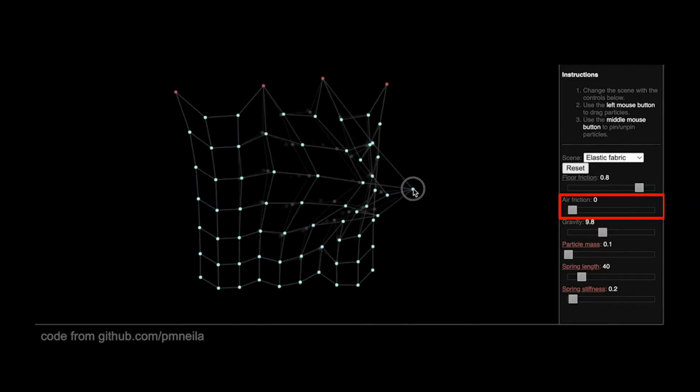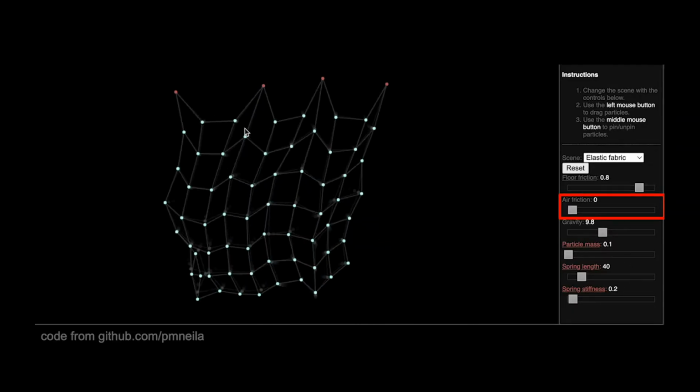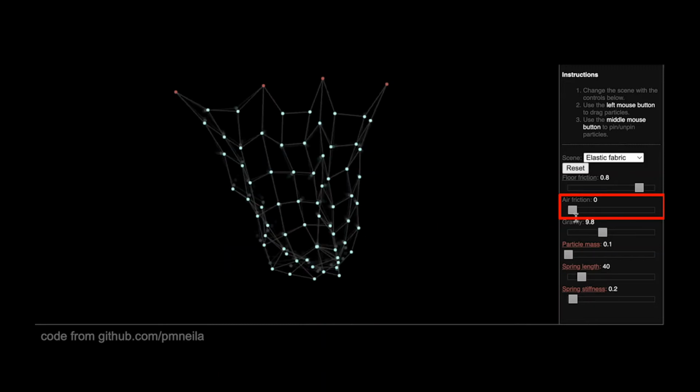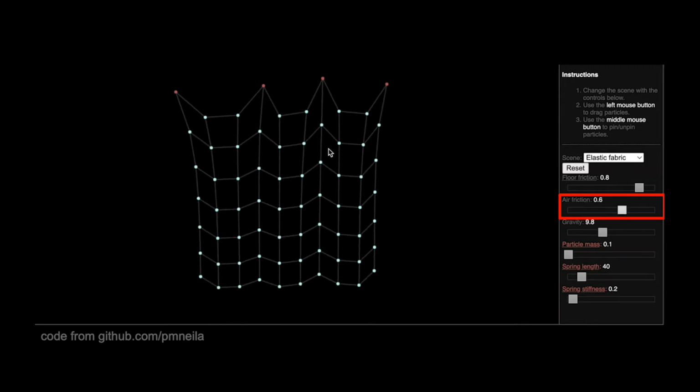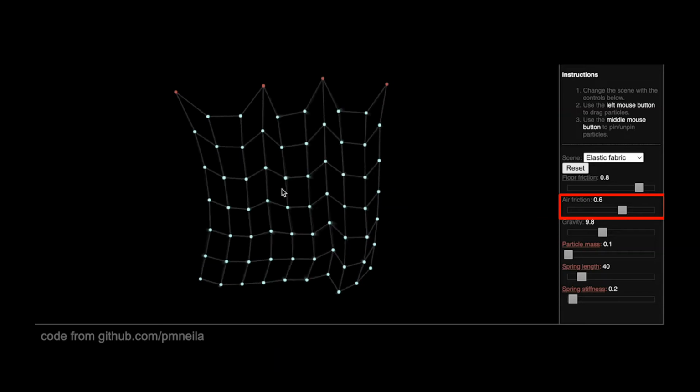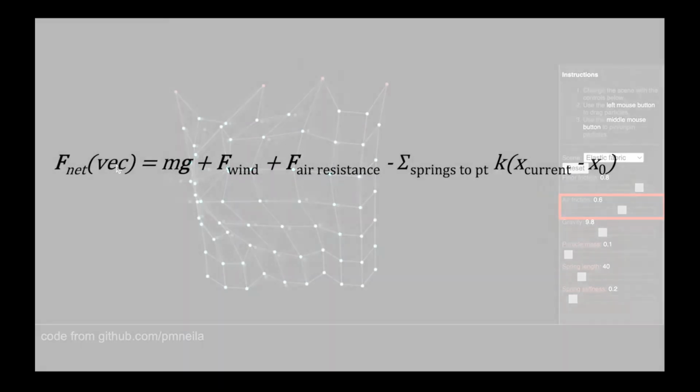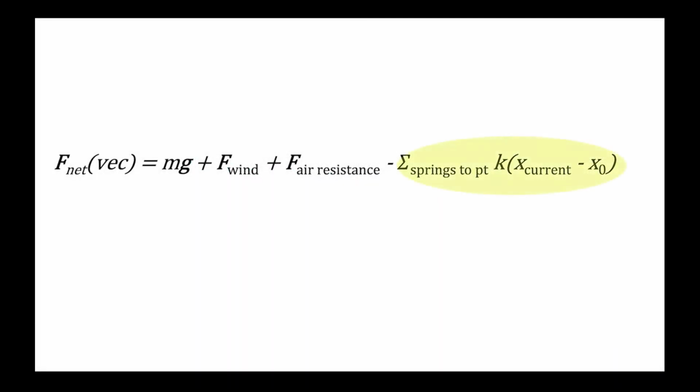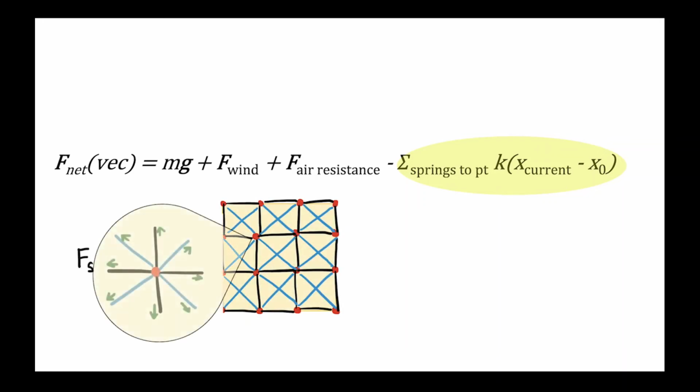And air resistance is what is behind the fabric swish effect. We can see that if we set it to be too low, the cloth flaps unrealistically, but if it's too high, there's too much dampening. Moving on, the last piece of the equation represents the forces from the springs. It keeps the cloth connected and simulates stretch. Notice the summation. This adds together the forces from each spring, represented by the equation inside.